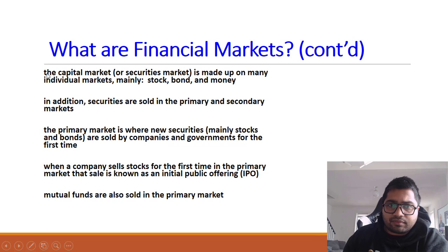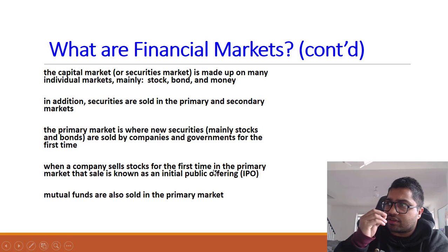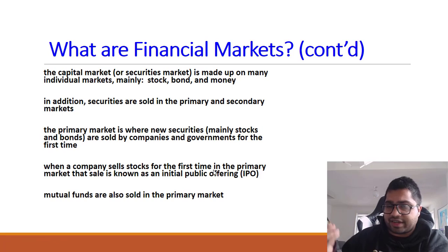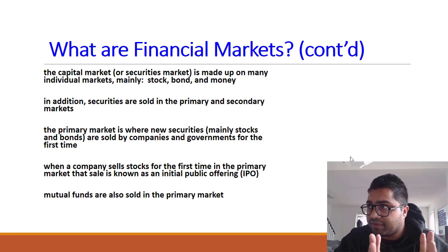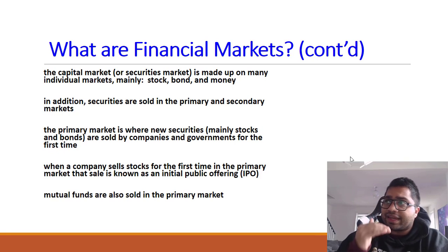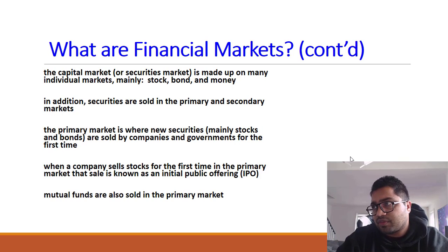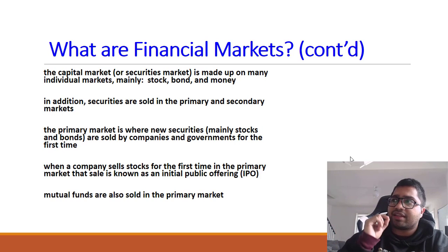The capital market is made up of individual markets, mainly stock, bonds, and money. In addition, securities are sold in primary and secondary markets. The primary market is where new securities are issued by companies, and the secondary market is where those securities issued by companies are traded. When a company sells stock for the first time, that is called an IPO. A recent IPO was Airbnb. Airbnb was not a publicly traded company. It was a privately held company. Then it issued its stock to investors by doing an initial public offering process.